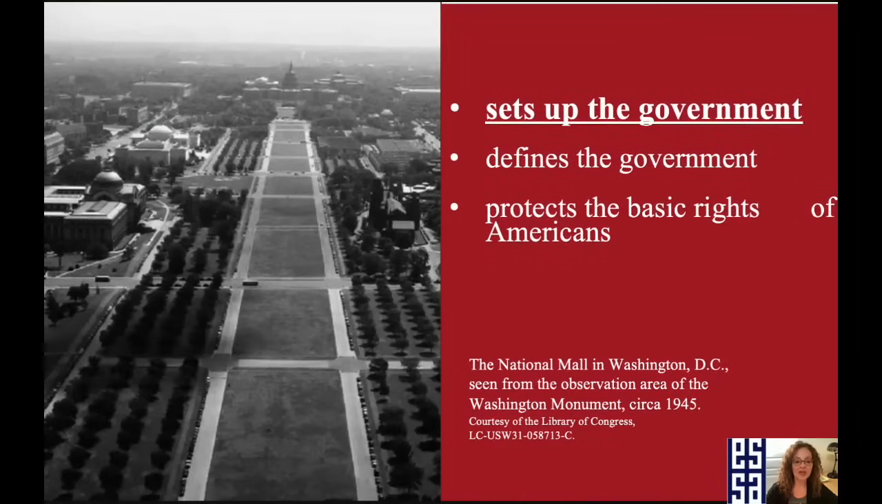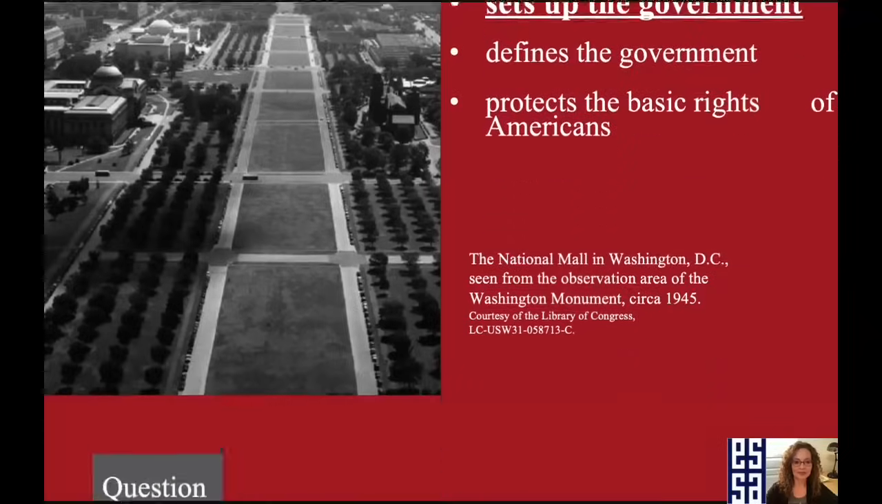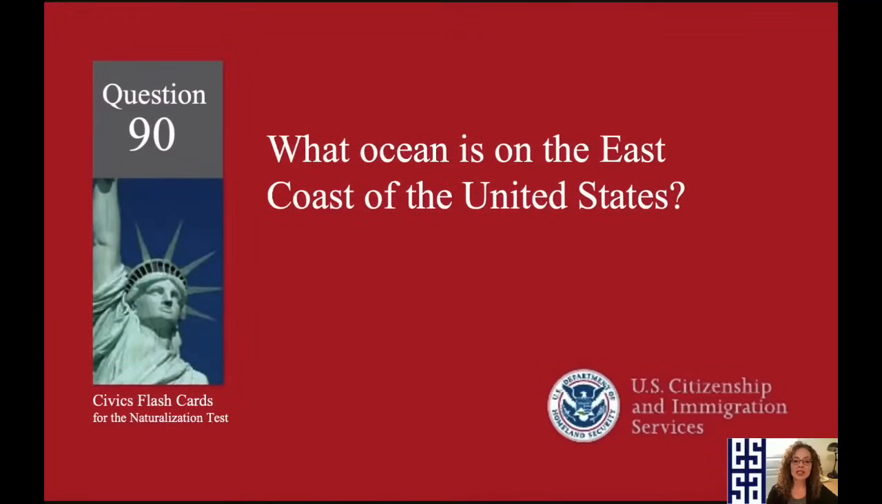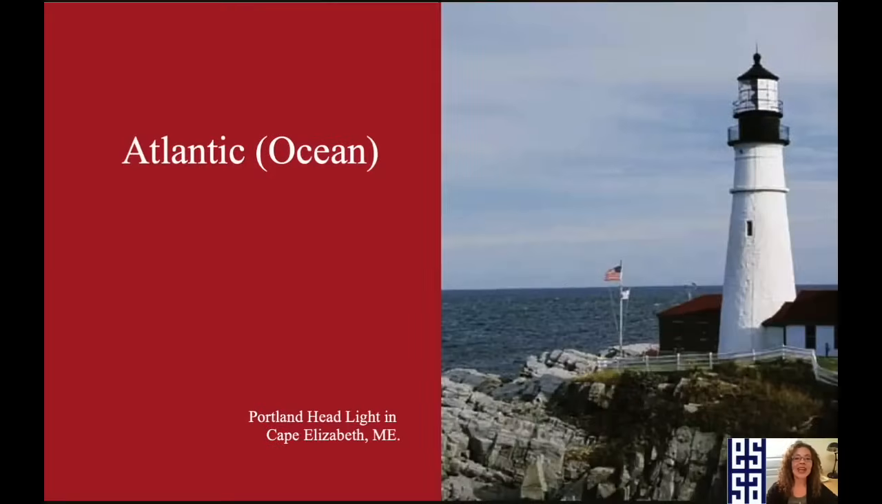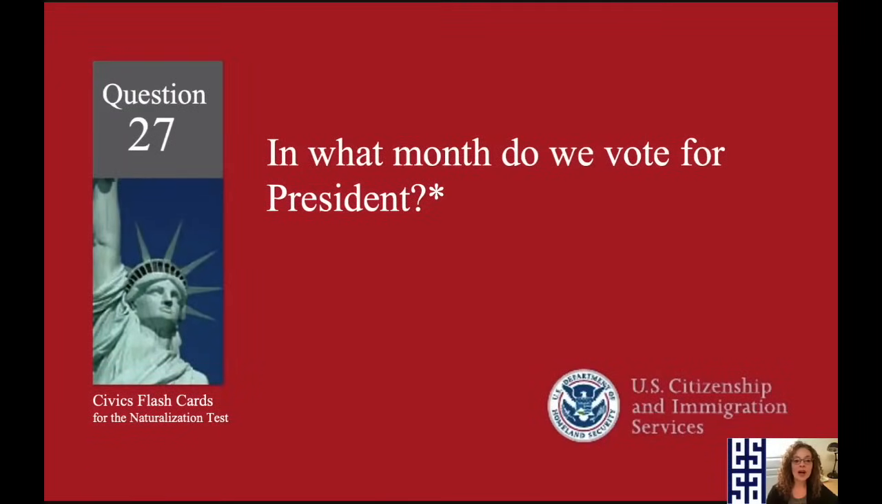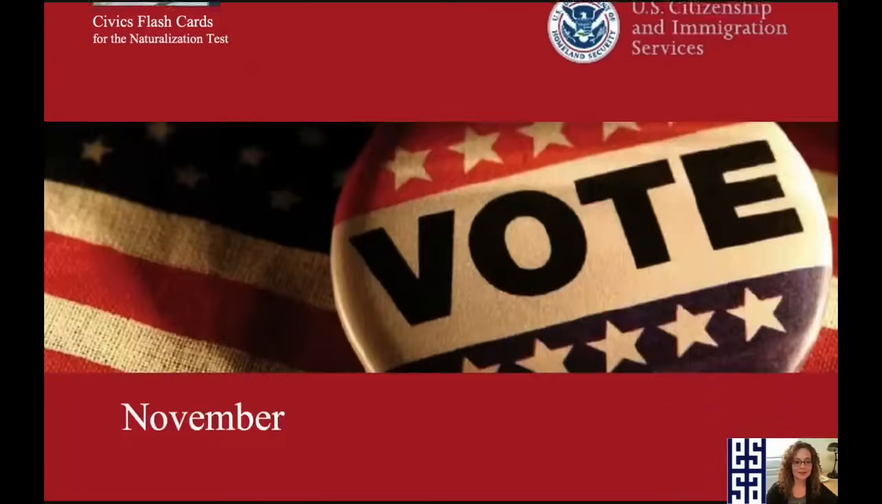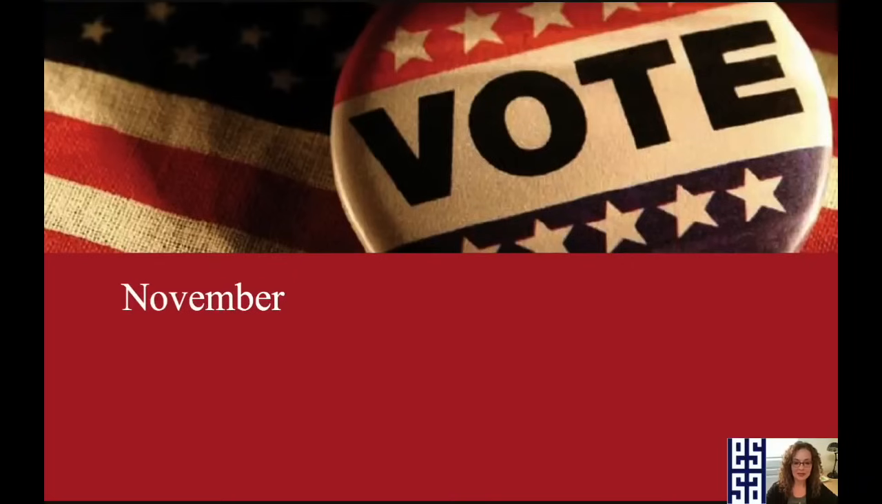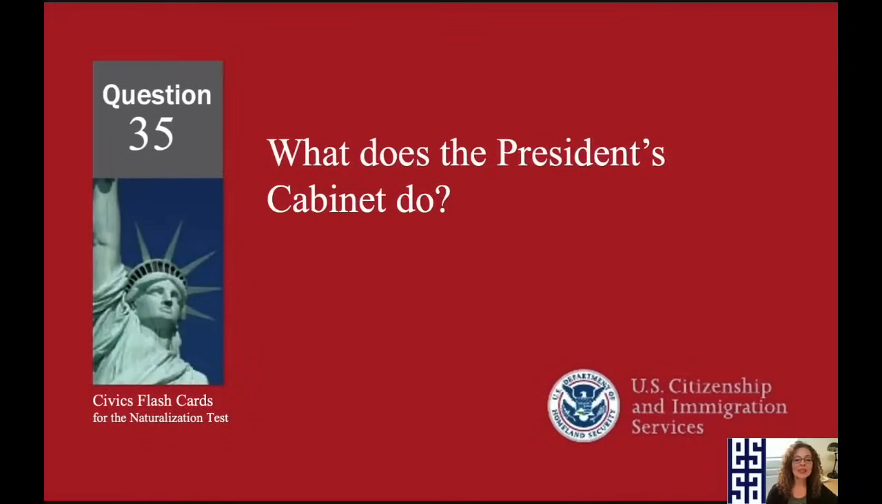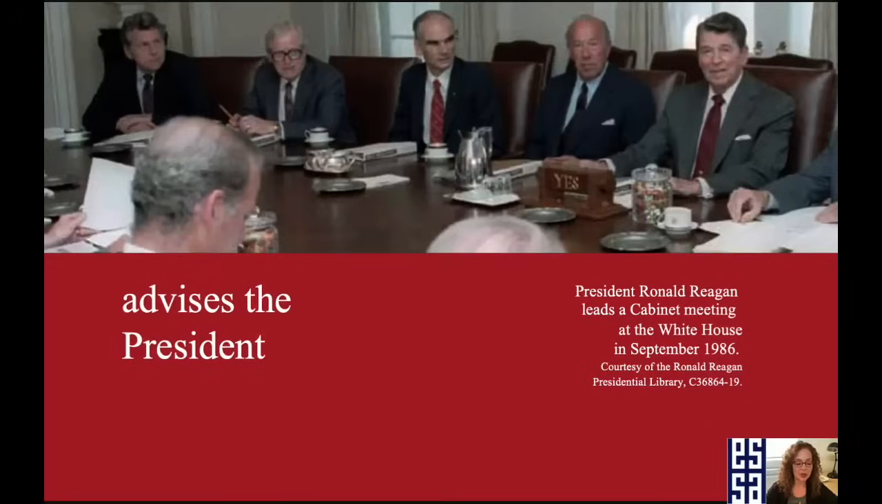Sets up the government. What ocean is on the east coast of the United States? The Atlantic Ocean. In what month do we vote for president? November. What does the president's cabinet do? Advises the president.